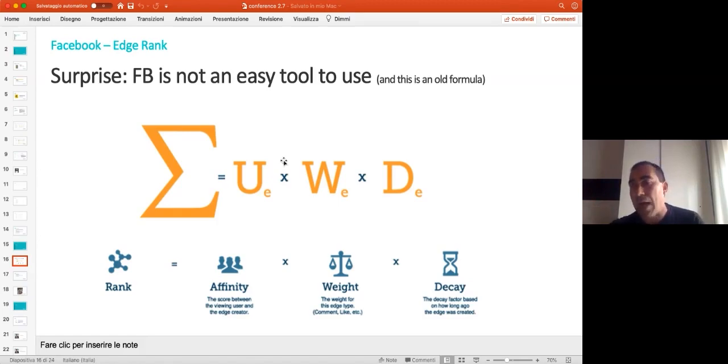Did I write you in the past? Did I like your picture in the past? Did I comment? Did I share your post in the past? This is the affinity. Am I close to you? The second one is the weight. So we are talking about the past. The second aspect is the weight, so the actual moment.